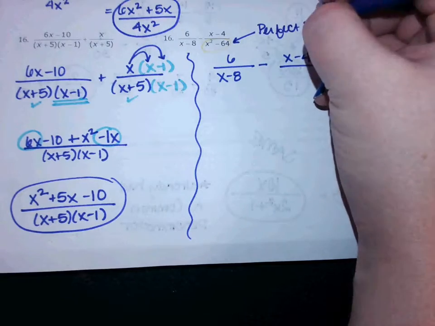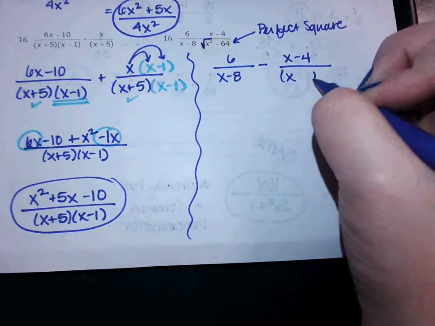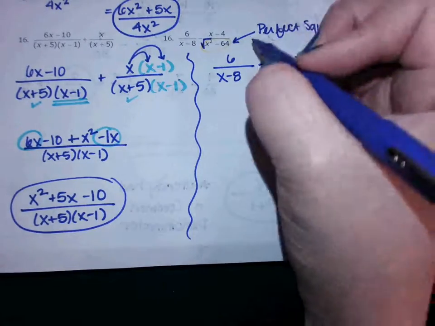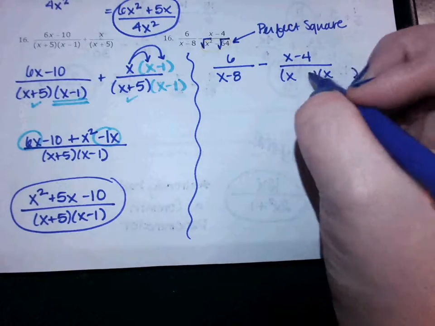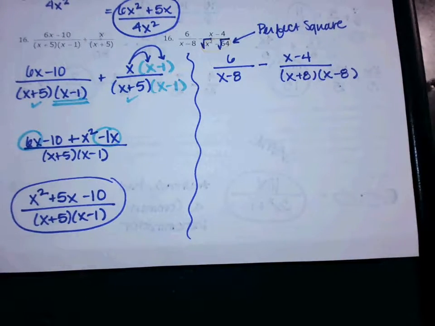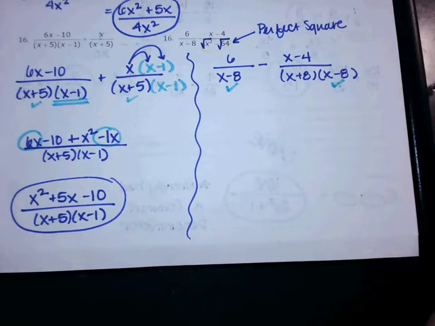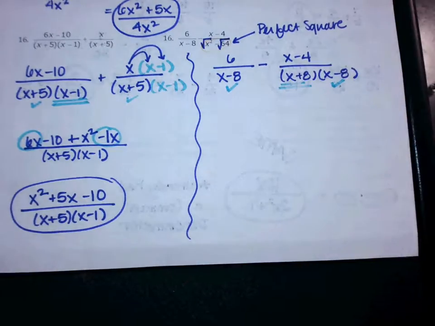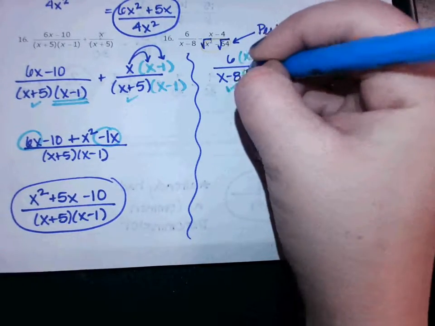Okay, what is the square root of x squared? x. So I'm going to put an x and another x. And then what's the square root of 64? 8, plus or minus 8, right? So I put a plus 8 in this one. I put a minus 8 in this one. And then I look at my fractions to see what do they both already have, and then what do I need to fix so that they both already have it. So I see they both have the minus 8, but my first fraction needs this plus 8. So I'm going to put an x plus 8 here, and an x plus 8 here.